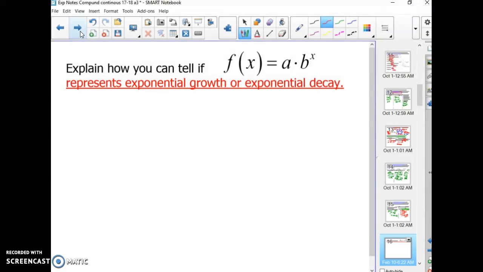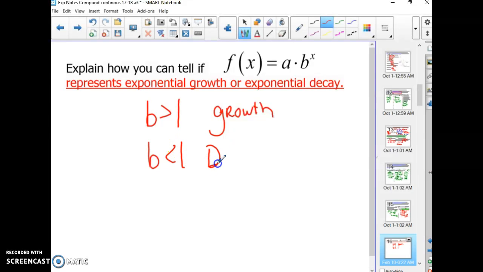Next one, explain how you can tell if it's going to be exponential growth or decay. I look at my b value. If it's bigger than 1, it is going to be growth. If it is less than 1, it is decay.